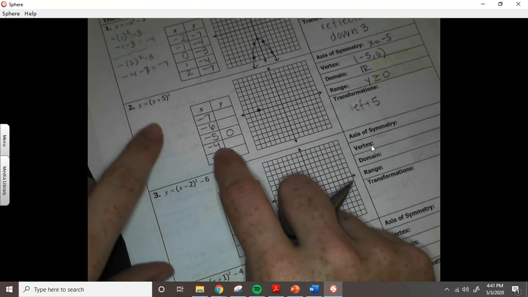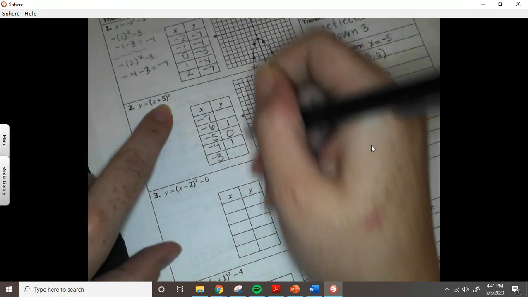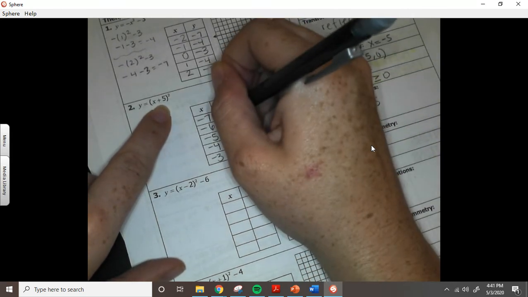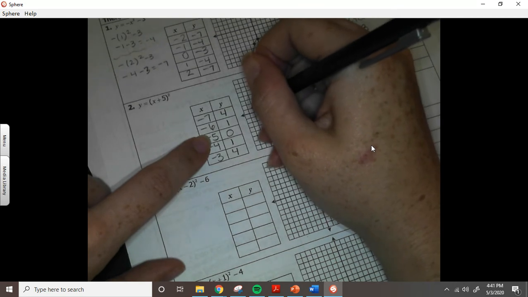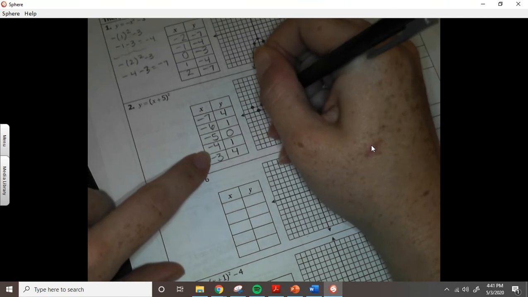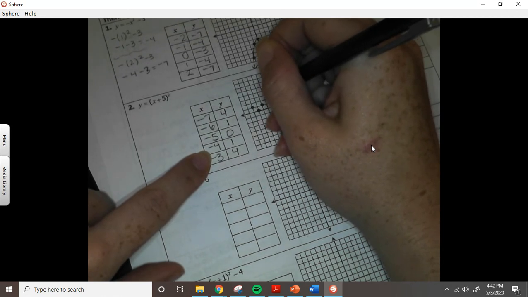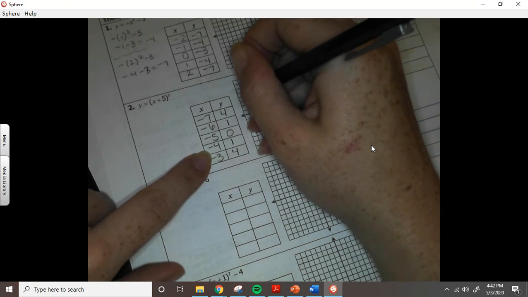Okay, I don't know why I started graphing before I filled in the table. That's all right. Negative 4 plus 5 is 1. 1 squared is 1. Negative 3 plus 5 is 2. 2 squared is 4. All right, so this was negative 5, so negative 6, 1, which means it's going to be negative 4, 1, and negative 3, 4. It's 1, 2, 3, 4. And then 1, 2, 1, 2. All right, there's our parabola.